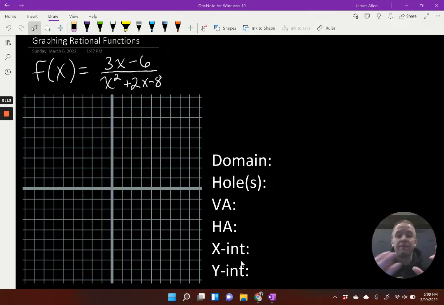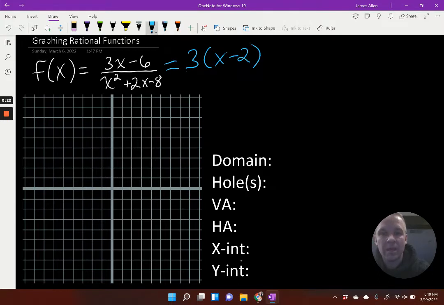Let's do it. All right, first things first, when we're graphing, we are going to factor everything we can. So my numerator has a GCF of 3. So I can take out a 3, and I'm left with x minus 2. In my denominator, I've got to find what multiplies to negative 8 and adds to positive 2. Jenny, do you know what multiplies to negative 8 and adds to positive 2? She said 4 and negative 2. All right, so we got x plus 4, and we have x minus 2.